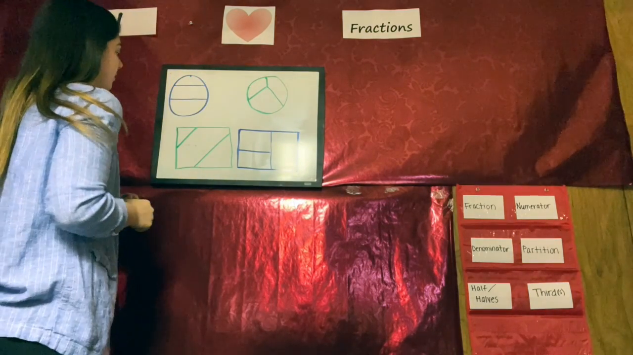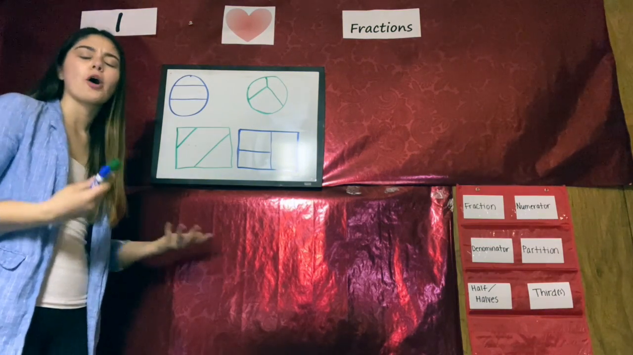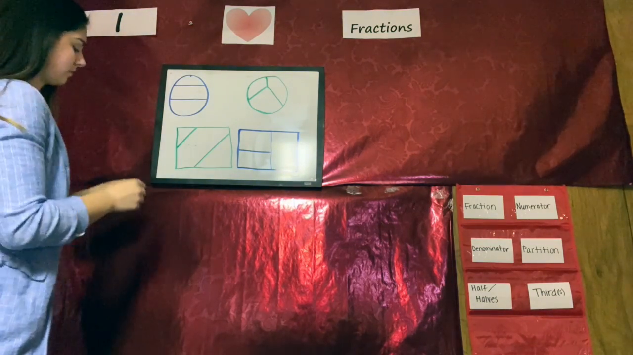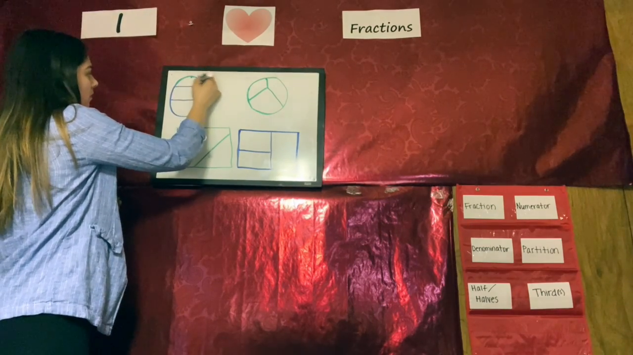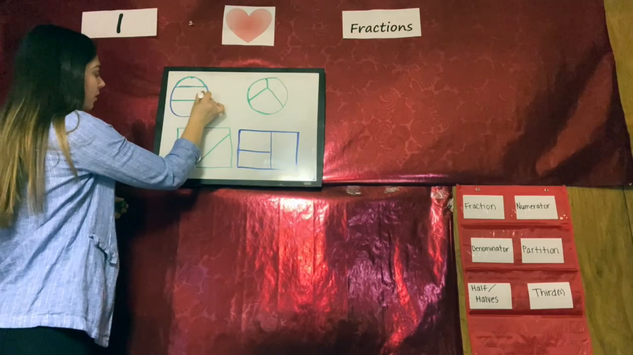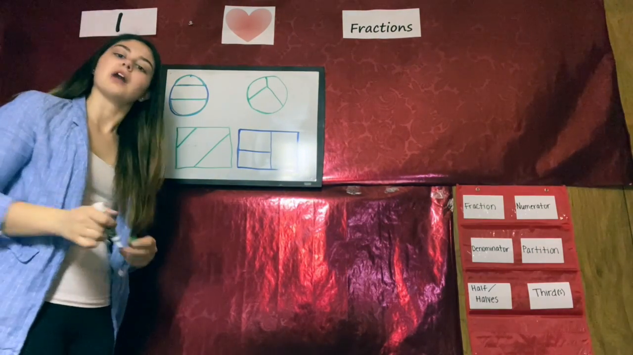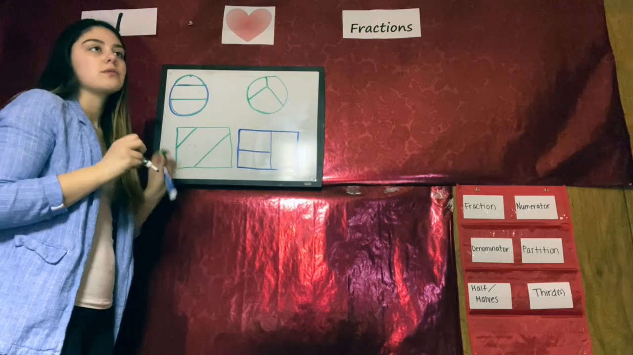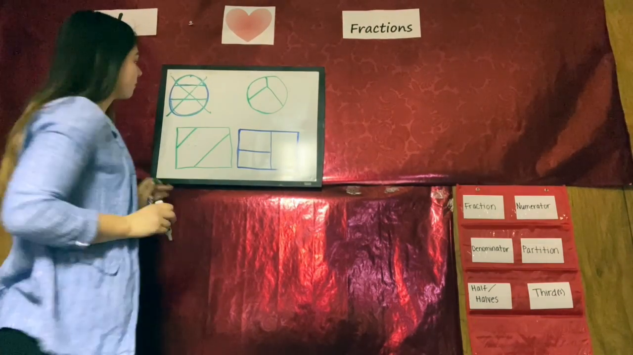Let's look at this circle. This circle is partitioned into 3 parts, but are these parts equal? Here's our first part. Here's our second part. And here's our third part. You can see that these parts are not equal. So this would not represent a third.